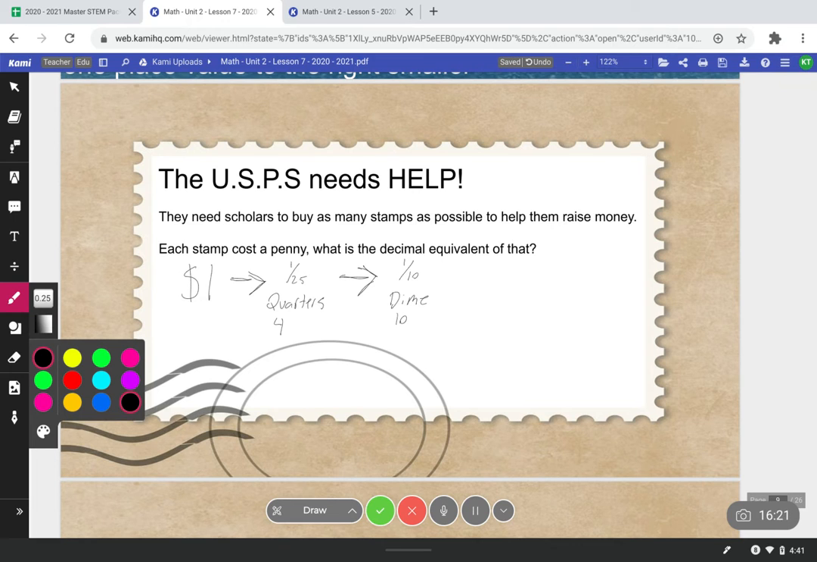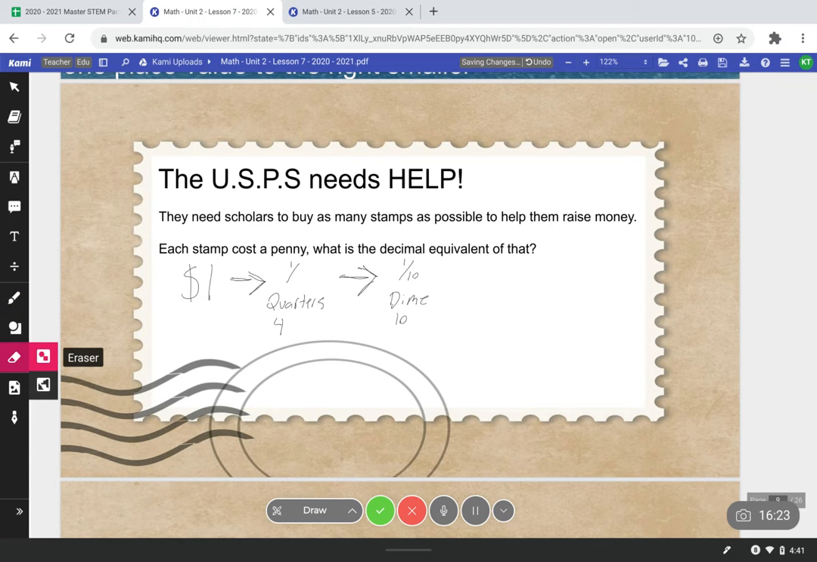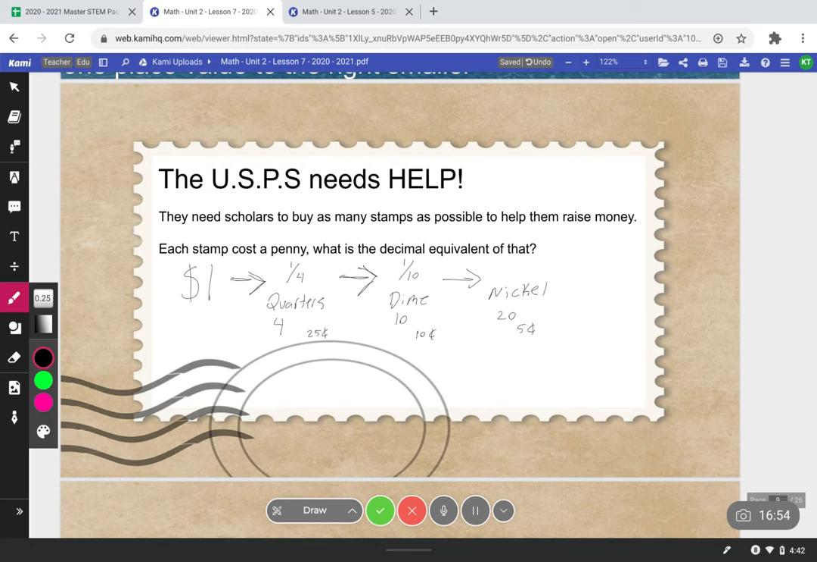1/4. Oh, I did the wrong fraction on that one. That's embarrassing. A quarter is worth 25 cents. I apologize. 25 cents. A dime is 10 cents. But a quarter would be 1/4 because you need 4 to make $1. So if you have 1/4, you have 1/4 of $1. Now let's do nickel. You need 20 to make $1. It is worth 5 cents. So if you have 1 nickel, you have 1/5 of $1.